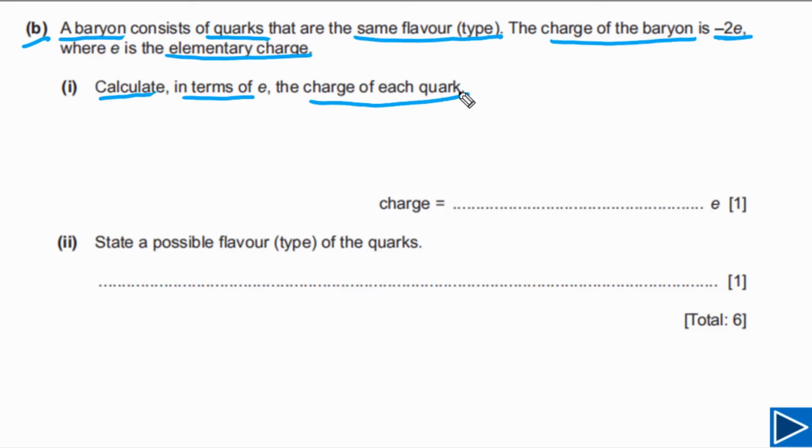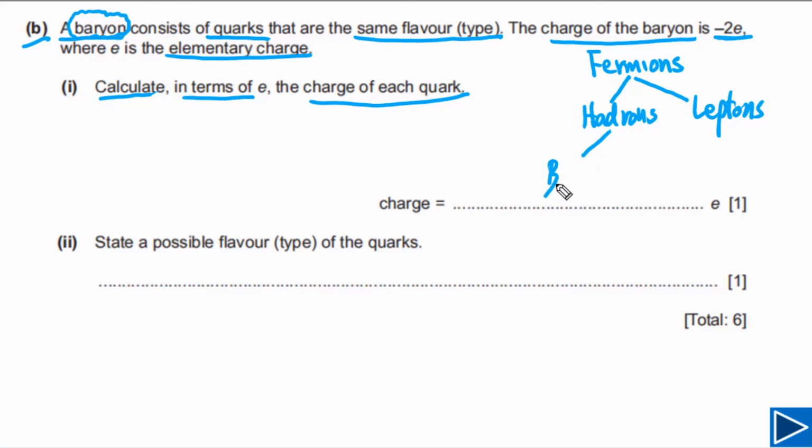The first thing we need to understand is what is a baryon. So very important one. If you don't understand what is a baryon, maybe it will be quite difficult to answer this problem. First of all, let's try to understand what are baryons. I will start from fermions, or simply you can say matter and antimatter. So fermions consist of matter and antimatter. Fermions can be classified into 2 classes. We classify them into hadrons and leptons. Hadrons can be classified into baryons and mesons.